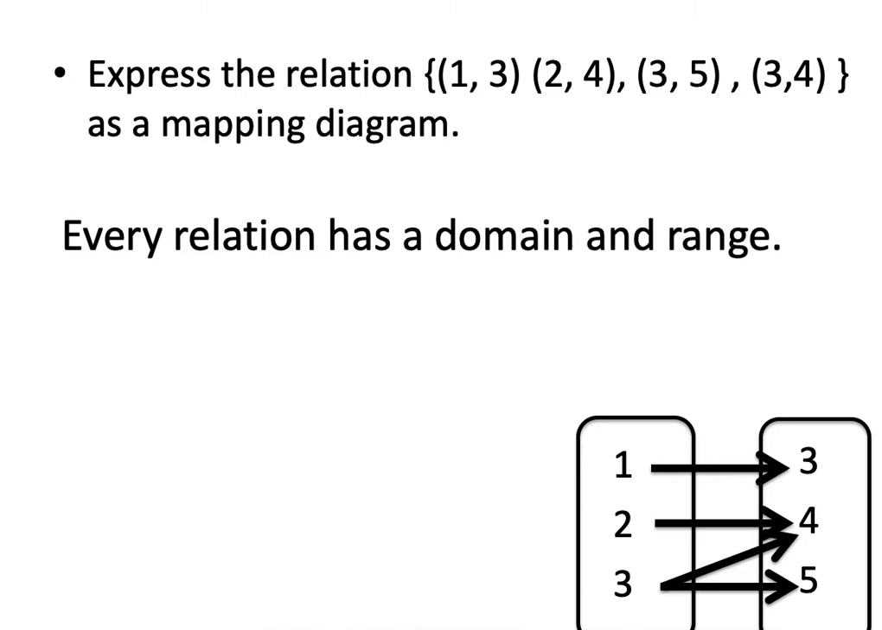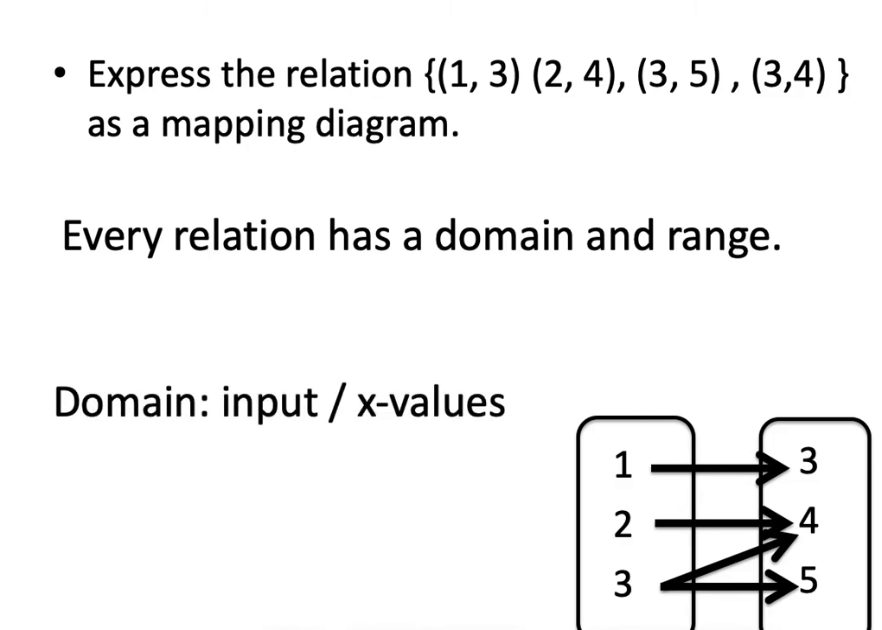Okay. So every relationship has something called a domain and a range. And this is where I want you to add some stuff. So this relationship has a domain and range. And this is where we're going to add it. Our domain is another word we use for input or our x values.